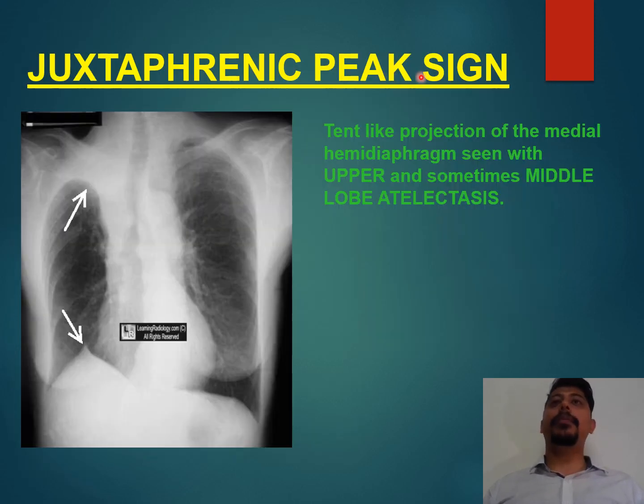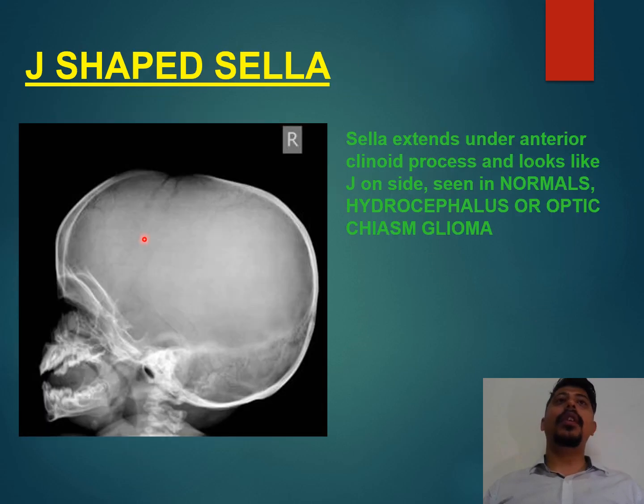Now juxtaphrenic peak sign. A tent-like projection is seen in the medial hemidiaphragm with upper and sometimes middle lobe atelectasis. So we can appreciate upper lobe atelectasis here. It can be seen in middle lobe atelectasis.